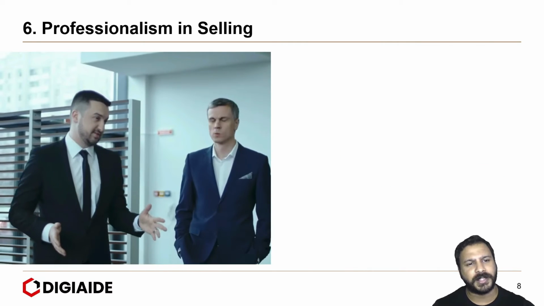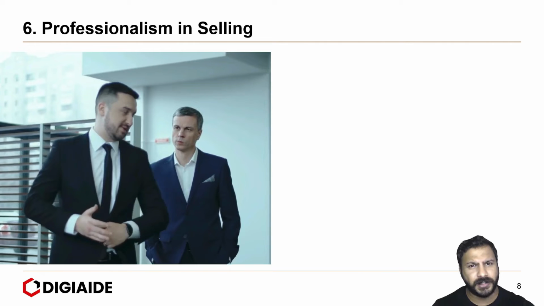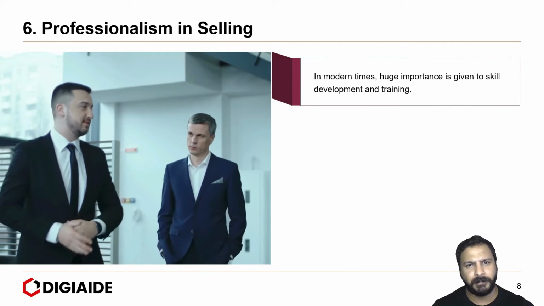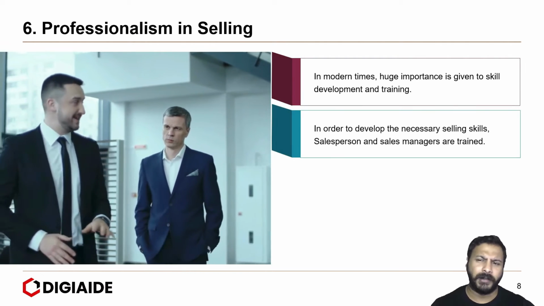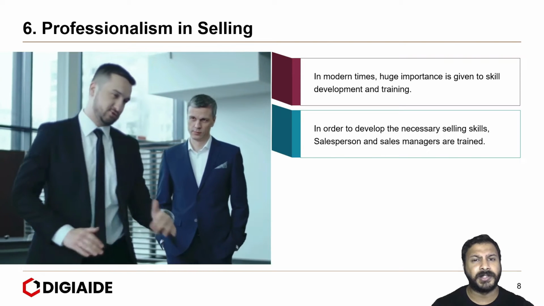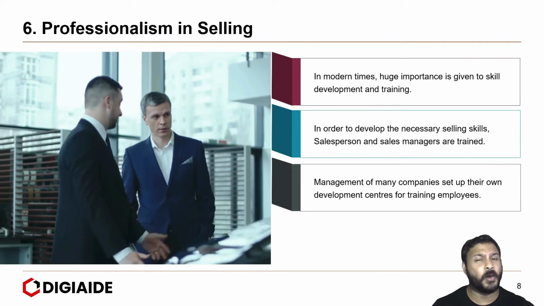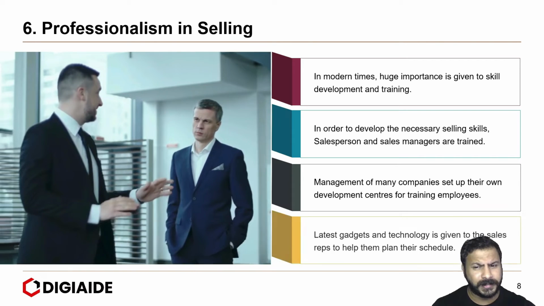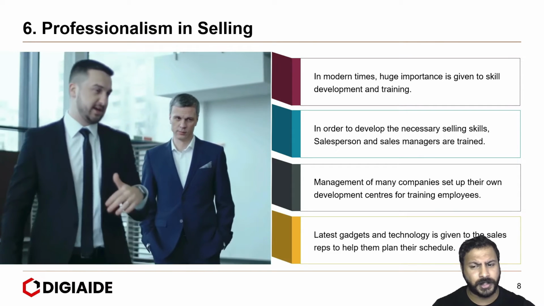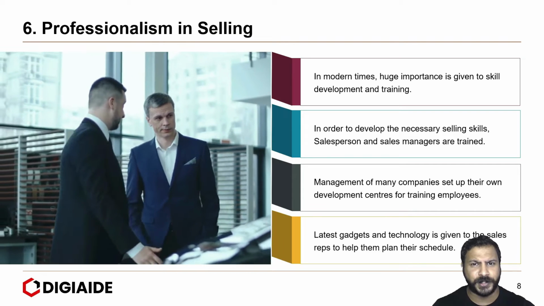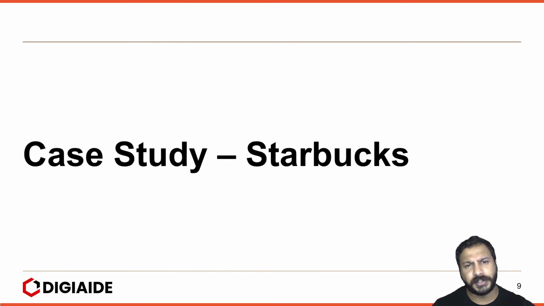Moving on to number 6, which is the final one, that is professionalism in selling. In modern times, huge importance is given to skill development and training. In order to develop the necessary selling skills, salespersons and sales managers need to be trained. In fact, most of these companies set up their own training centers for employees. Latest gadgets and technologies such as iPad and softwares are given to the sales representatives to help them plan their schedules. Now moving on to a case study of Starbucks and how Starbucks is managing the sales.